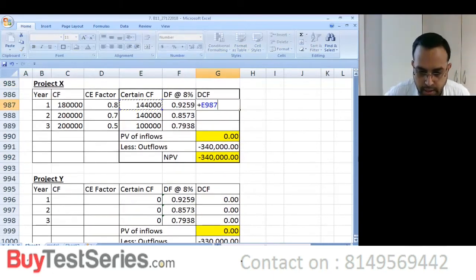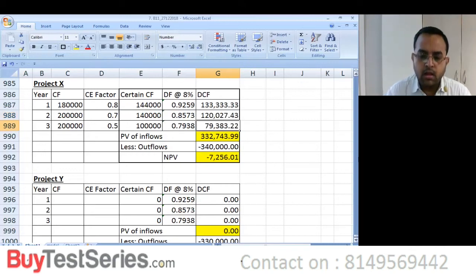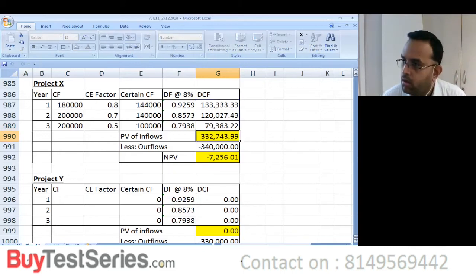First project, what is the NPV that you get? Minus 7,256, correct? Please repeat this for the second project and then choose which is better. Okay. You get 3,32,000. 731. That's it. Round of difference.